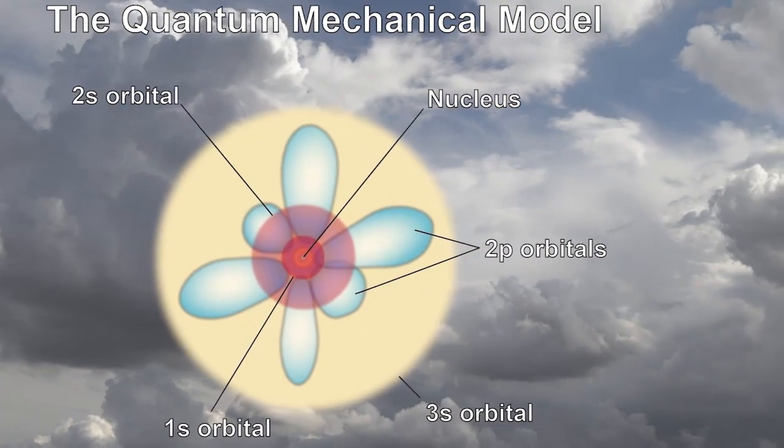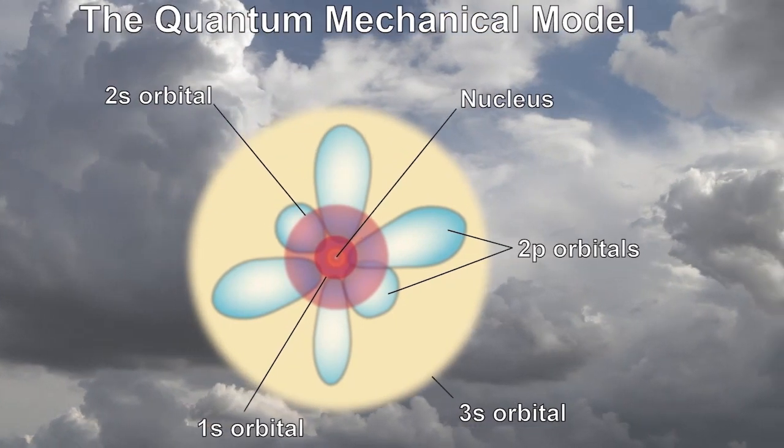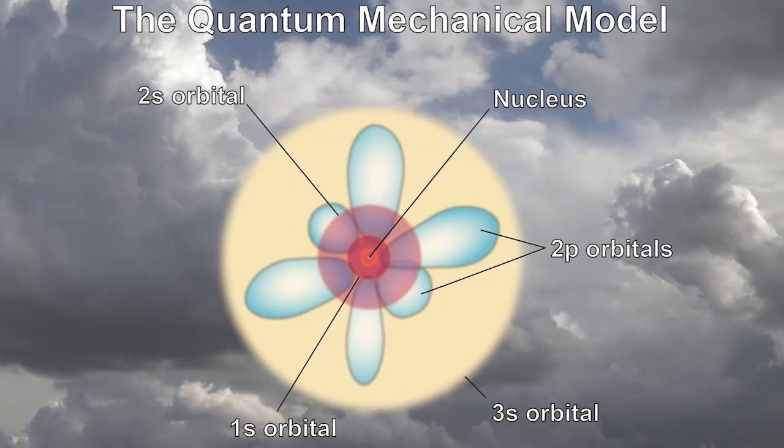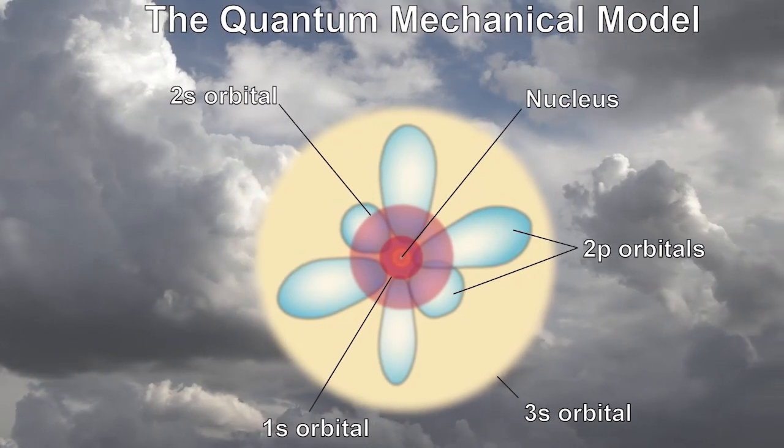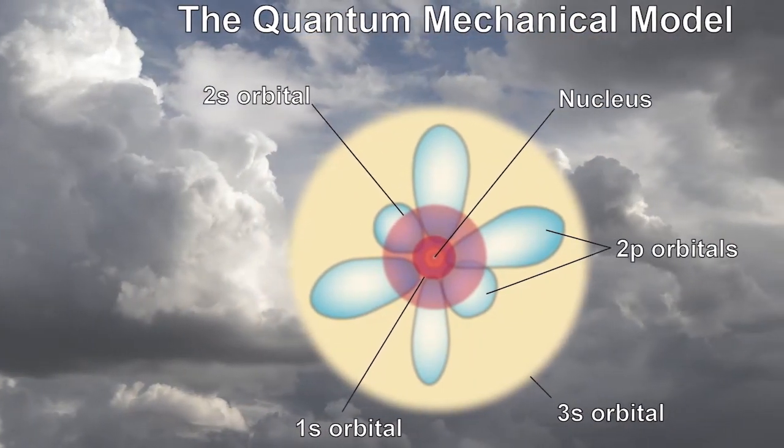Understanding the trends of the periodic table helps us to explain why some elements are more reactive, while others are less reactive. Having that understanding gives us insight on how atoms work.